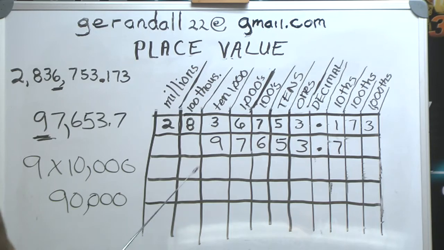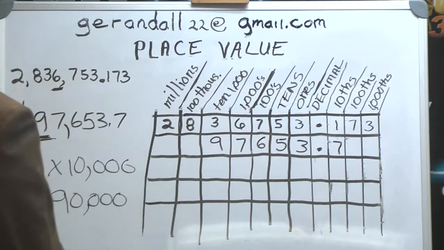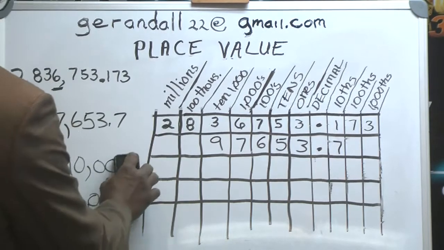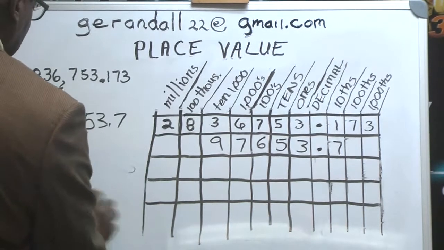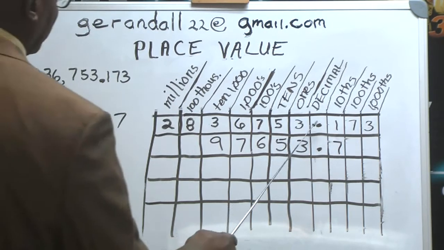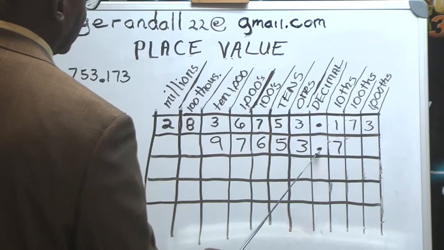Place values. Very important. There's a particular way that you need to say this number. We don't want you to say 97,000 and 653.7 because "and" infers decimal. Okay?